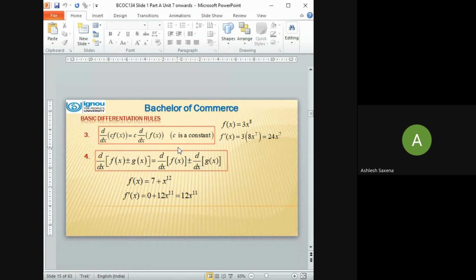Now you have to apply derivatives to functions that are in the form of addition and subtraction, that doesn't make any difference. f(x) is equal to 7 plus x raised to the power 12. The derivative of a constant number is 0 and your second element is in the form of x raised to the power n. So the derivative of x raised to the power n is n x raised to the power n minus 1. We will just bring this 12 in front of this x and reduce the power by 1. It will become 12x raised to the power 11.